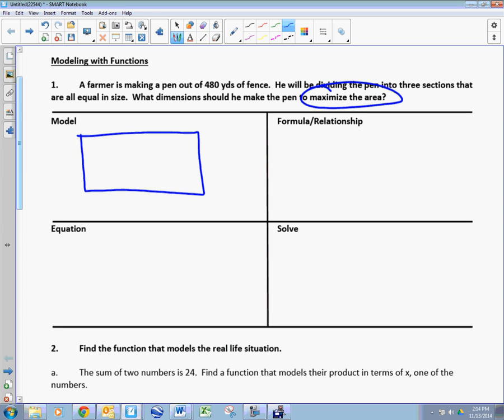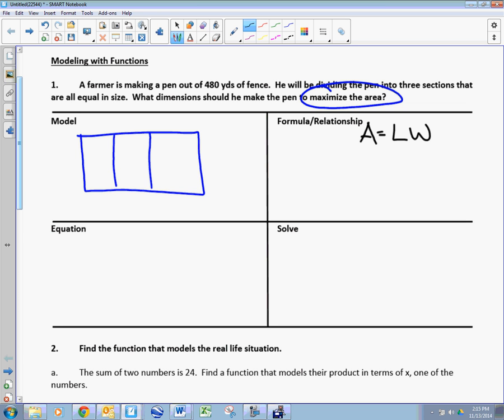Rectangular pen, divided into 3 sections, all equal in size. So you can see the first box says model. I'm going to model the type of problem. Okay, I'm going to draw an example. Then I'm going to express the formulas or relationships that we are going to use. You tell me, if I'm trying to maximize the area, what formula should I write down? Sure, area is equal to L times W, length times width. We'll use that.